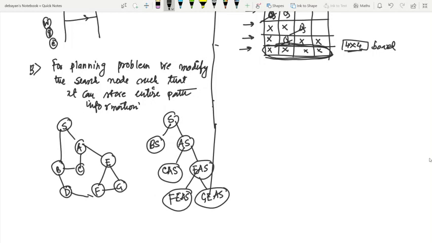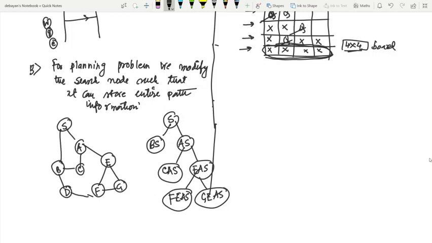So when the goal node is reached, we just get the path from this node, as the node stores the information of the whole path. That means when we reach the goal state, we will get the path from this node, because each node will store the information of the whole path.